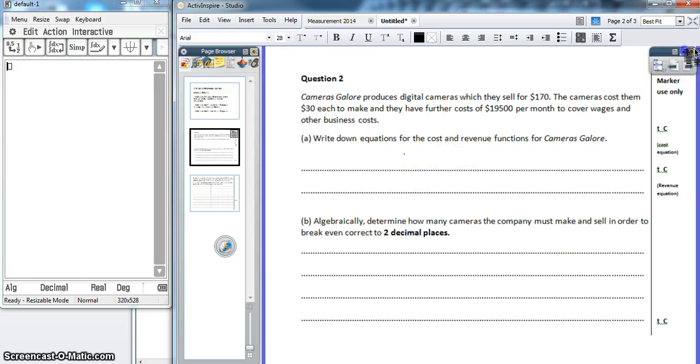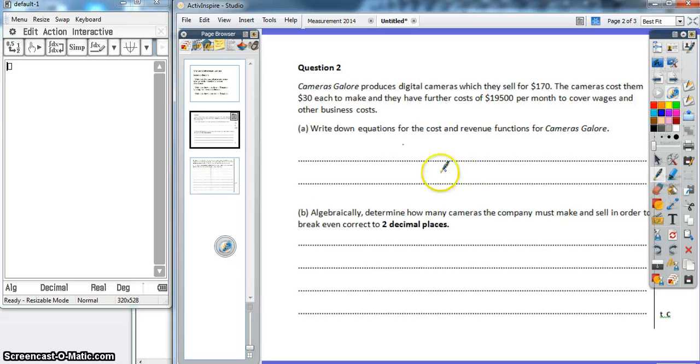So we'll start off with the revenue one, because that's usually easiest. Their revenue is going to be $170 per camera that they sell. So here x is the number of cameras sold, R is revenue. That's fairly straightforward. Cost equation: the costs are $30 per camera, so again x is the number of cameras sold, and they have fixed costs of $19,500. So that's their cost and that's their revenue.